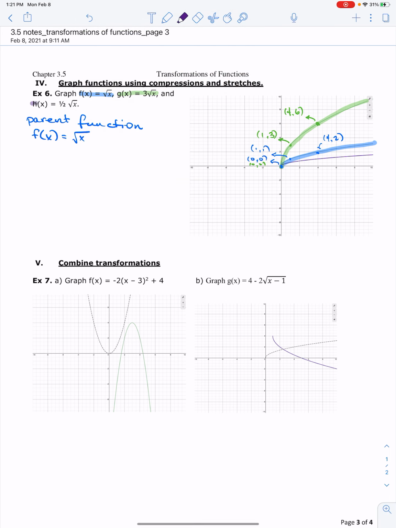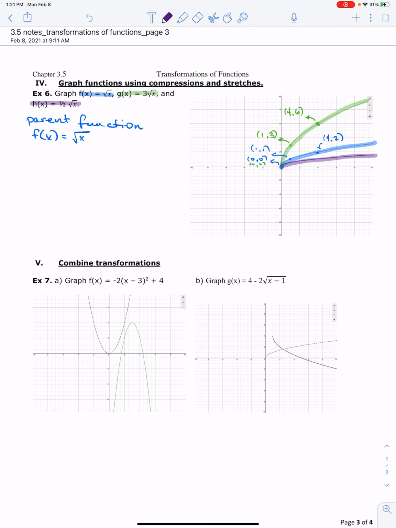We can also vertically compress it. We're going to multiply all of our output values by 1/2. And that makes our function grow half as quickly. Again, when I talk about grow, it's that vertical direction. It's not going to go up as high.